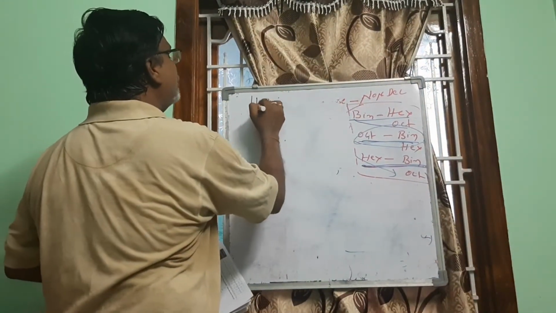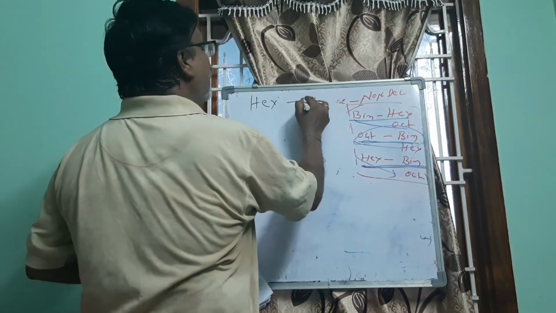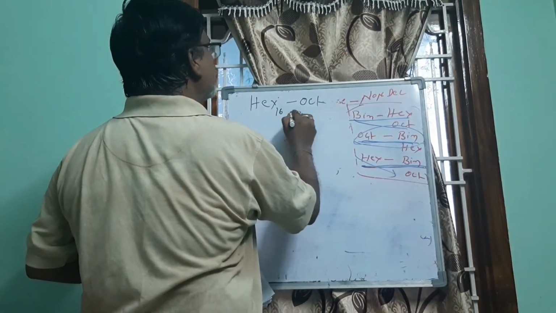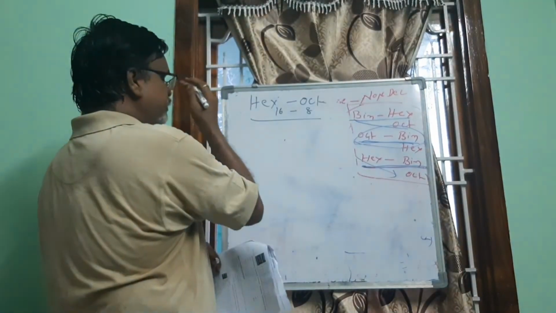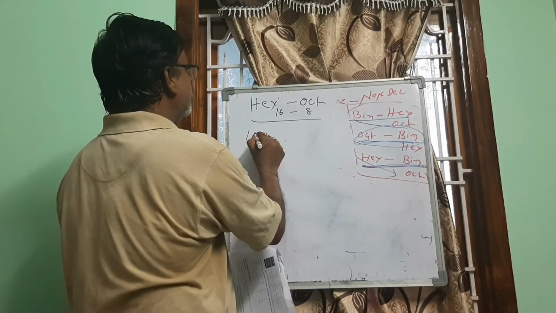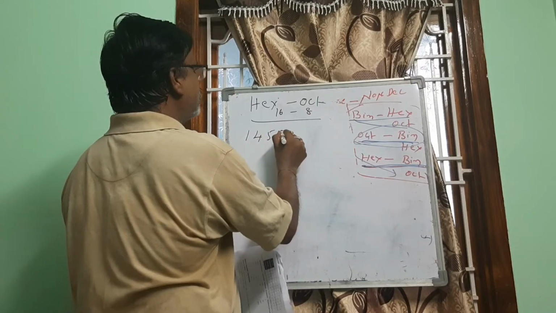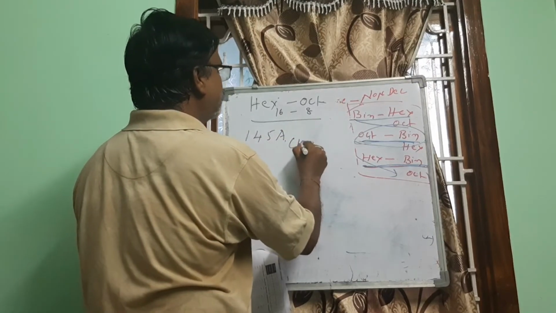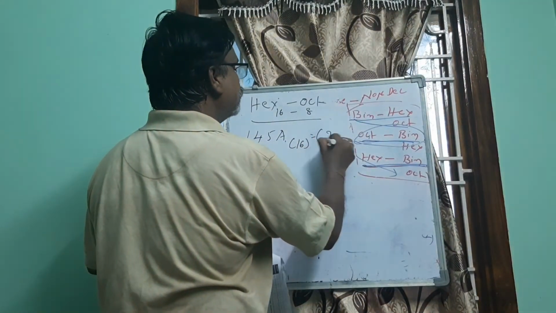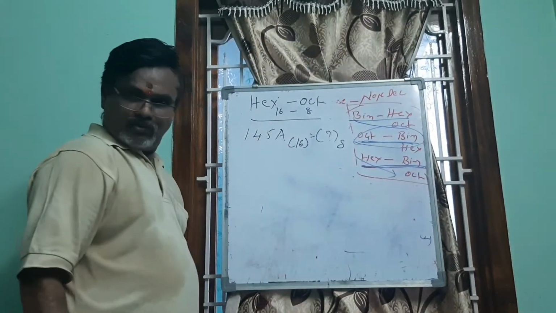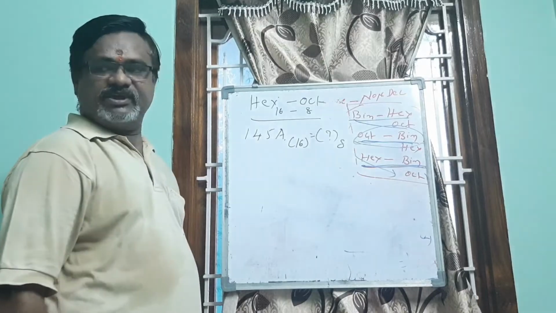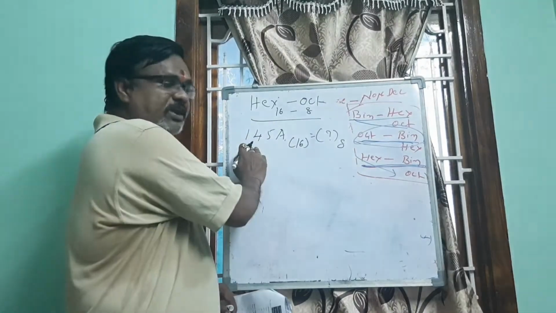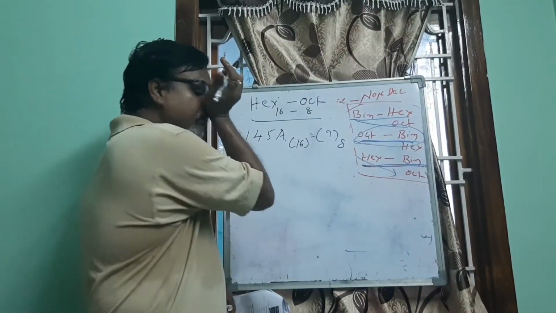Hexadecimal number to octal. So base 16 to base 8. 145A base 16 to base 8. So here first we need to convert this hexadecimal to binary.